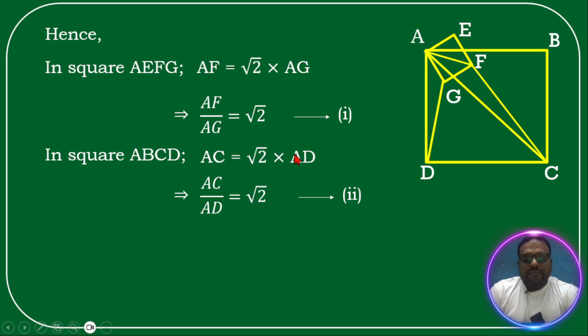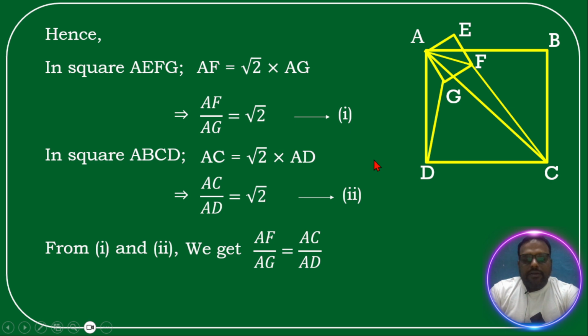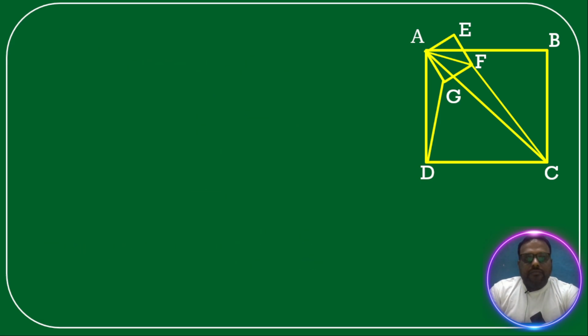You can see from first and second equation, since RHS is same, we can equate LHS. So from 1 and 2, we will get AF upon AG equal to AC upon AD. This is what you have to prove. So first condition is done, right? Now we will move on to the second scenario.